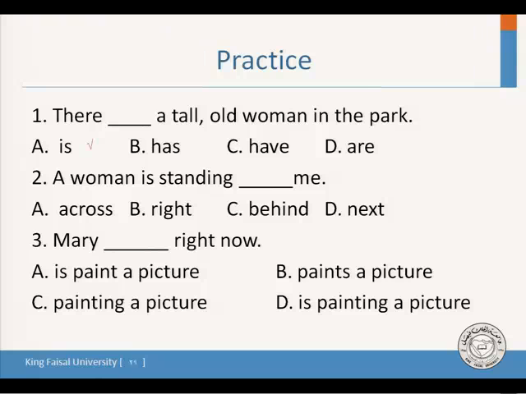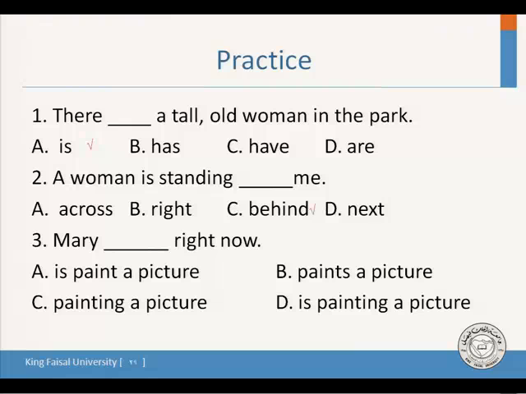Is. A woman is standing across me. We don't say across me, across from. Right me, no. We say to the right of. Behind is okay. Next, we say next to me. So the answer is behind, behind me.